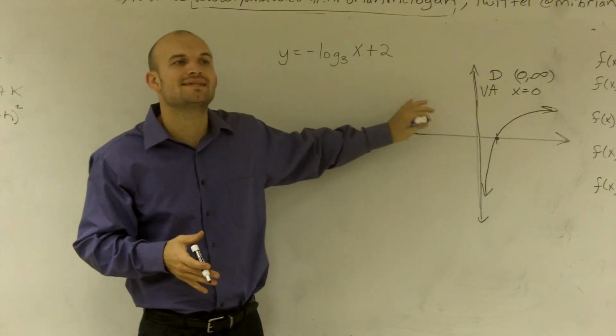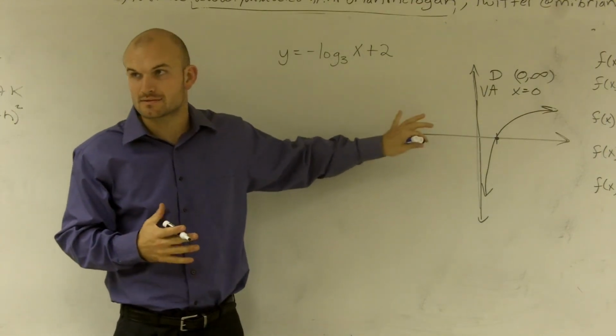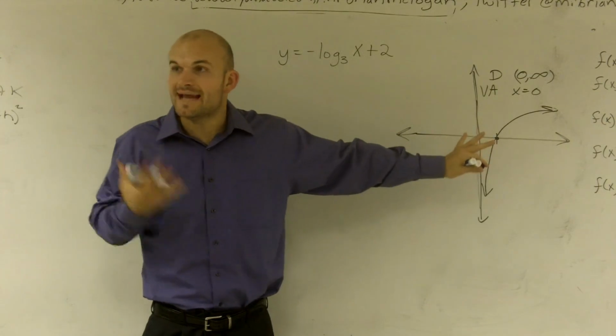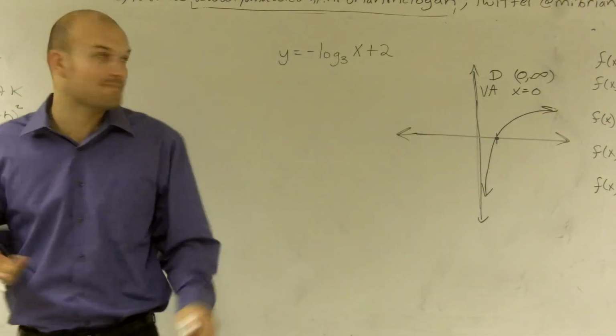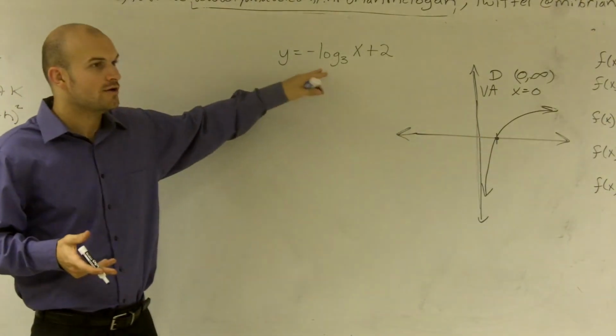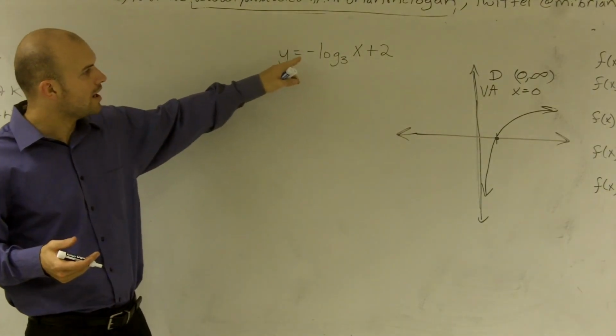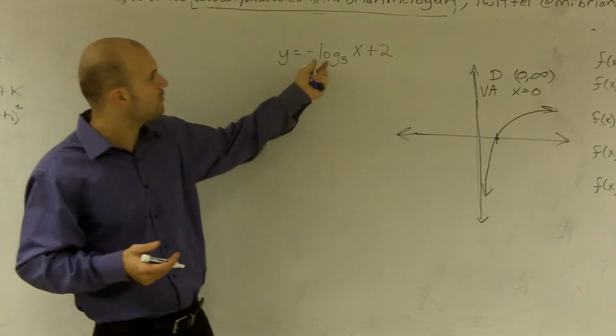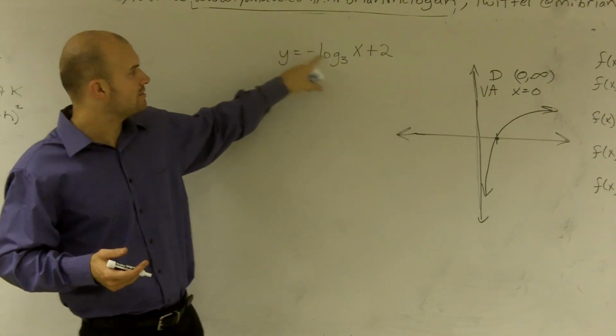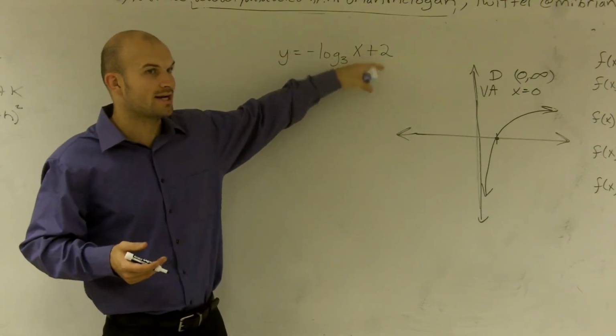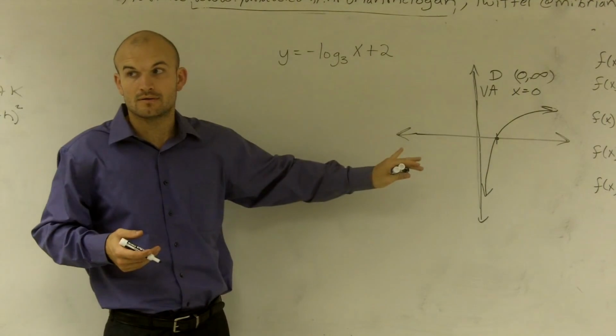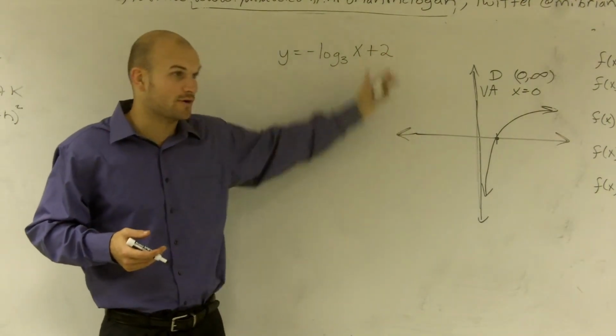Look up here, please. You guys need to see this. All right? That was your parent graph. Now, let's look at the transformation from this graph. First of all, we need to look at this and say, okay, what is this 2 doing? It's just shifting it up or down, right? It's just going to be shifting my graph up or down.